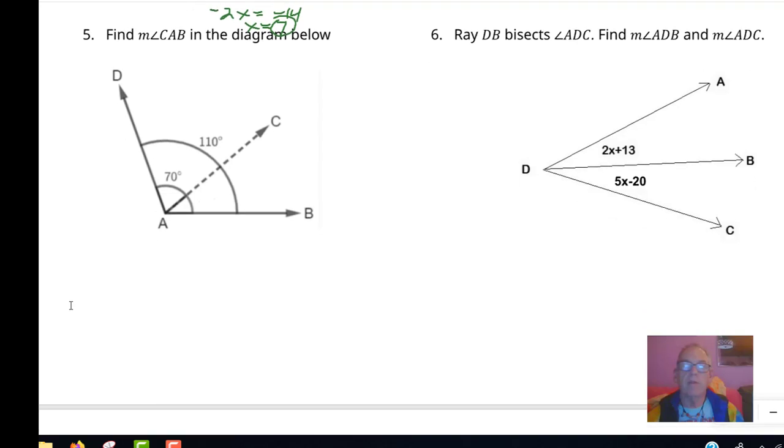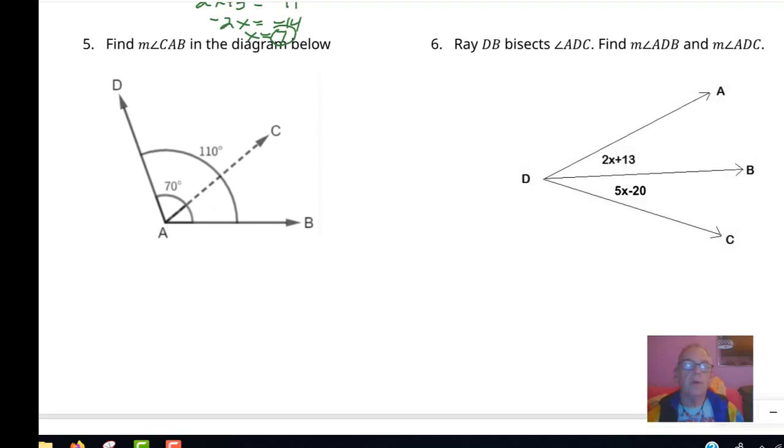Let's look at number 5 and 6. We'll want to find the measure of CAB in this diagram. Okay, CAB, that's this distance here, or this measure here. It's telling us that this whole length here is 110 degrees.